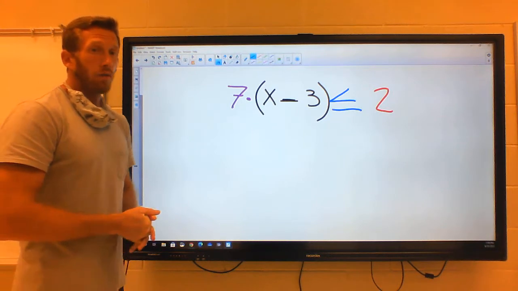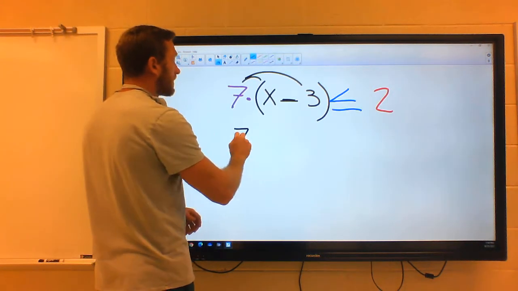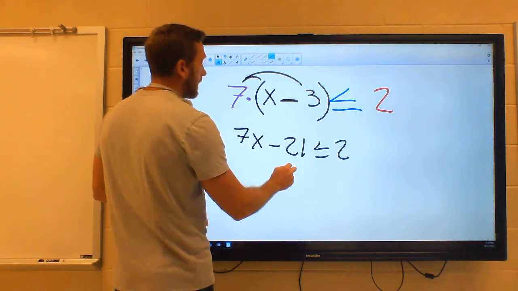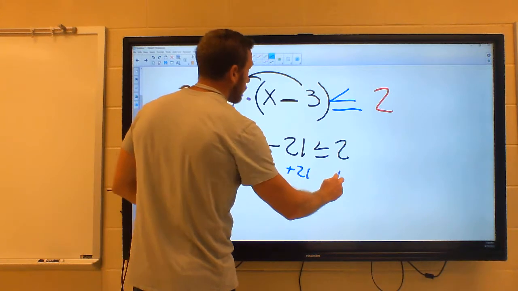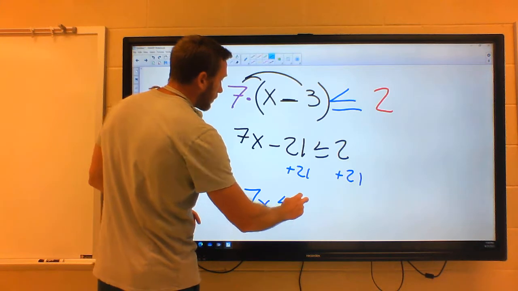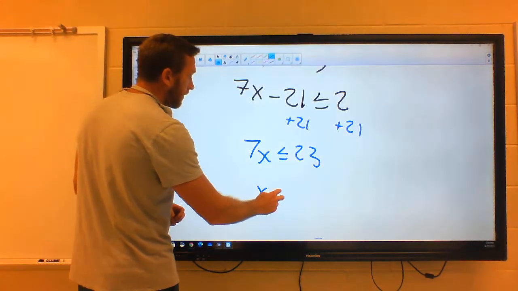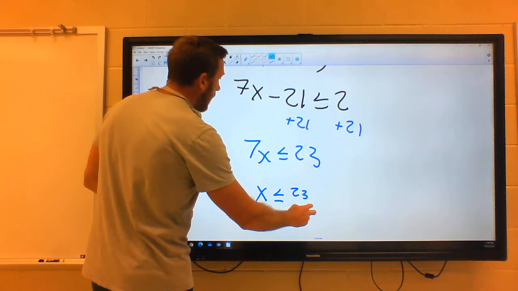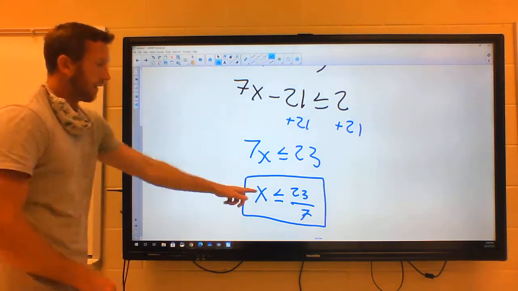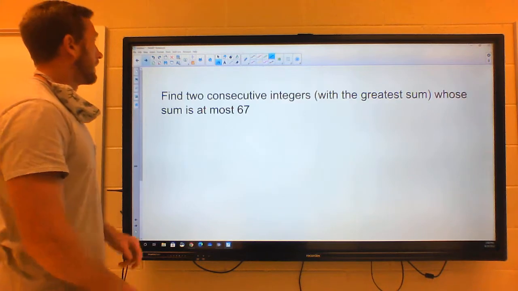All right, you should have solved it by now. So let's show how to do that. Distribute, we've got 7x minus 21 is less than or equal to 2. Add 21 to both sides. 7x is less than or equal to 23. Divide both sides by 7. Since we are dividing by a positive number, we do not have to flip the inequality symbol. And that's our solution.